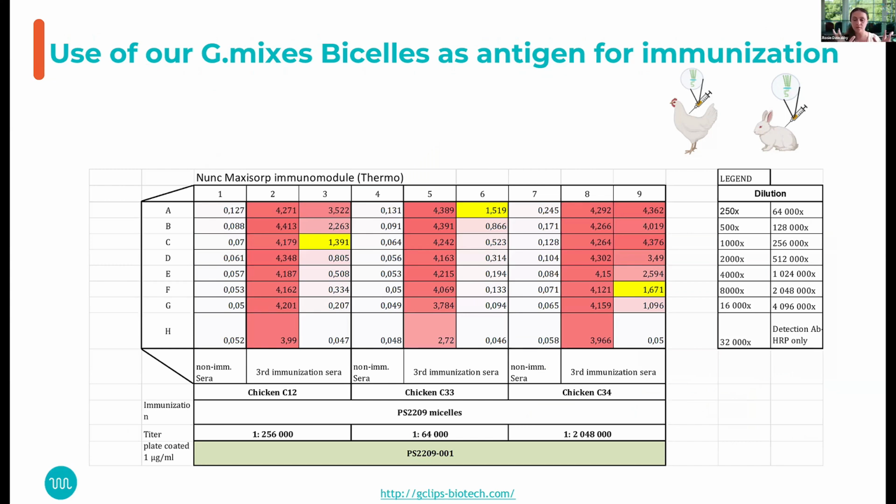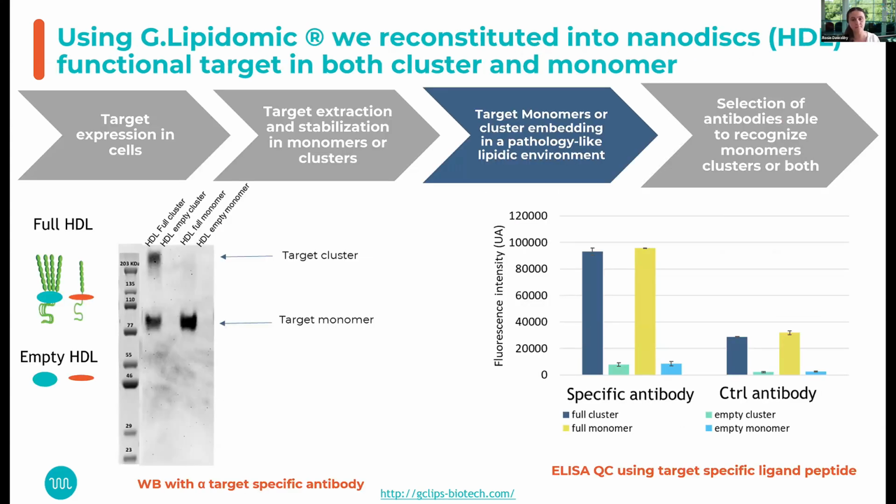Those targets in a cluster format, in bicell format, that we have generated were sent to a partner to be used as antigen for immunization in chicken and rabbit. They were quite well immunogenic. We had binders. They were sent to us to be tested.